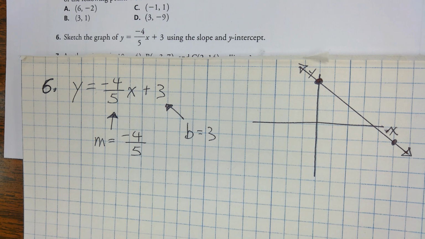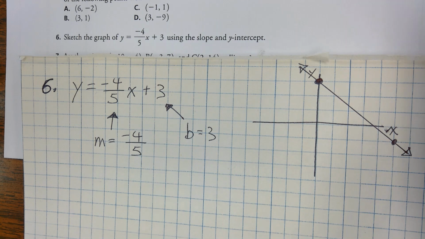Alright, so 3 different ways to graph a line. If I don't say which way to use, you can choose. If I do say that method, then you would have to do a certain method. So make sure you know all 3 types: slope intercept, x and y intercept, table of values. Okay.